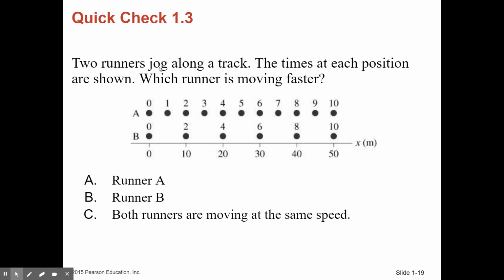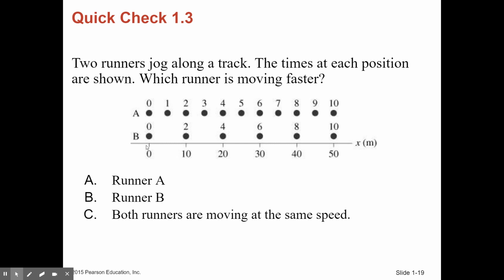Two runners jog along a track. The times at each position are shown. Which runner is moving faster? So here again, you can kind of see the two joggers, and you want to know which jogger is going to be moving faster.